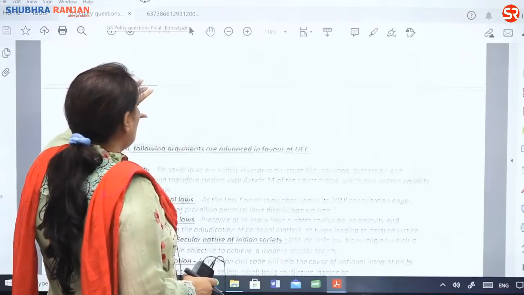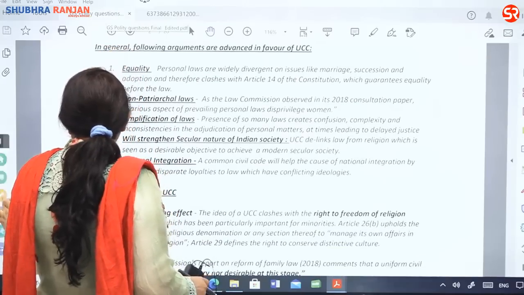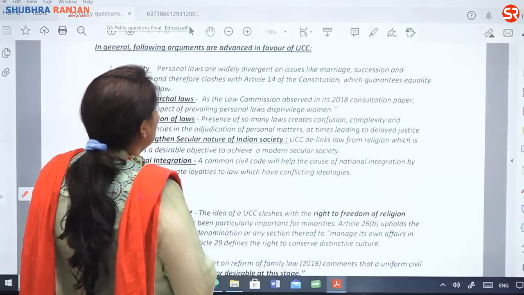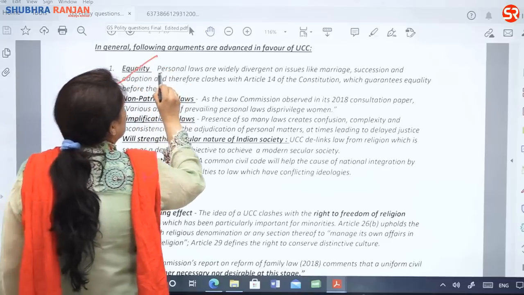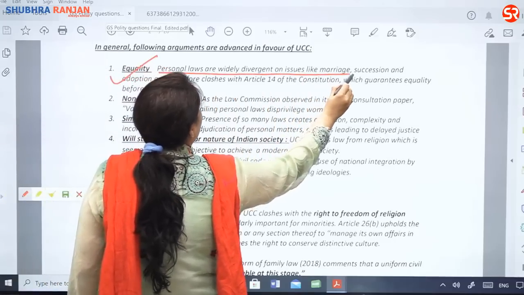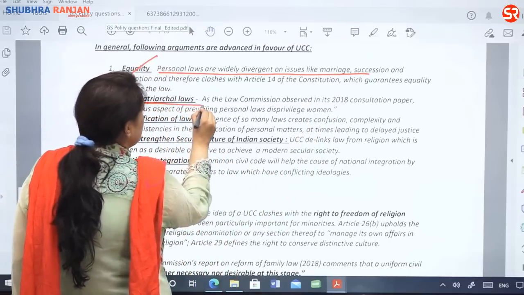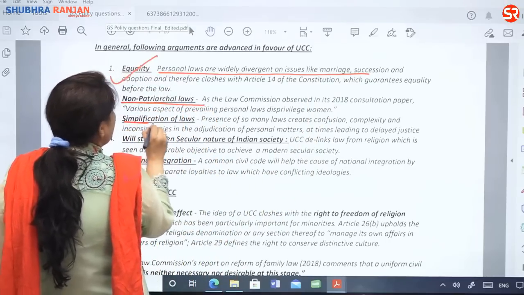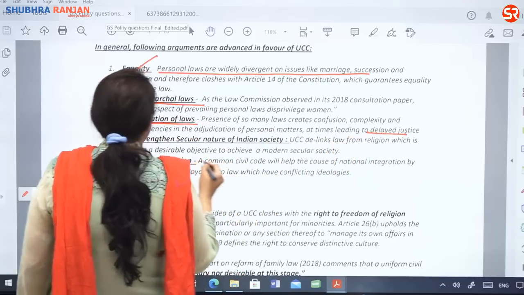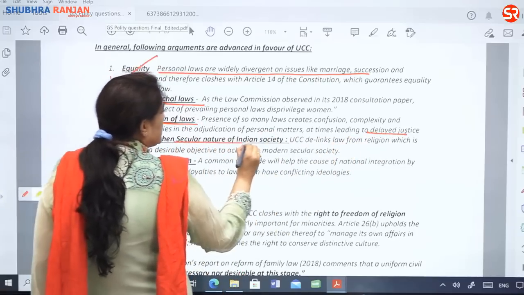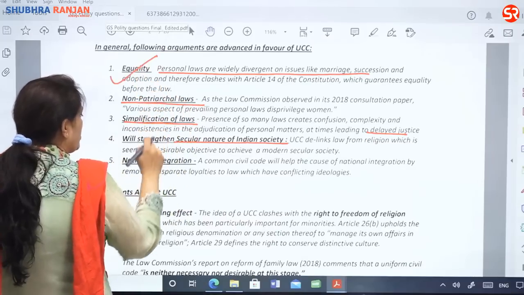In general, the following arguments are advanced in favor of a uniform civil code. First is equality, so personal laws are widely divergent. Non-patriarchal laws, gender justice, simplification of law to address delay, strengthen the secular nature of Indian society. You can simply write these points.